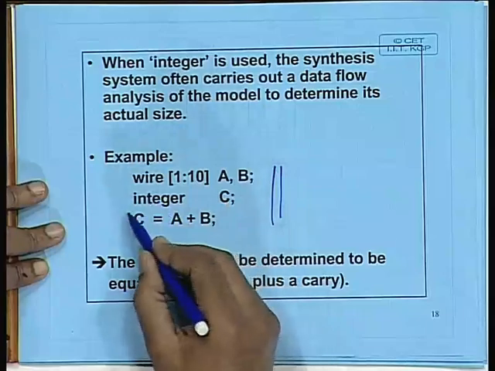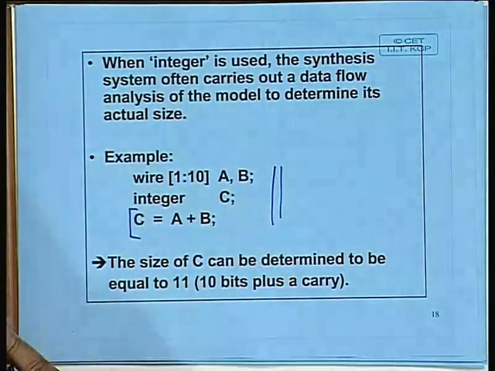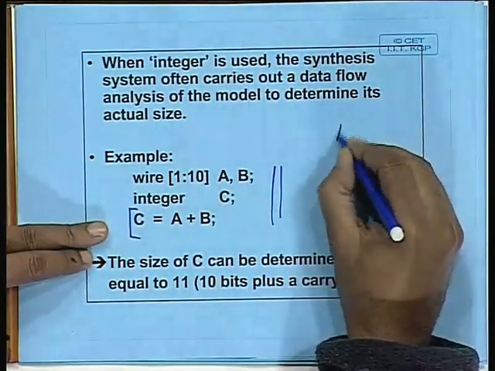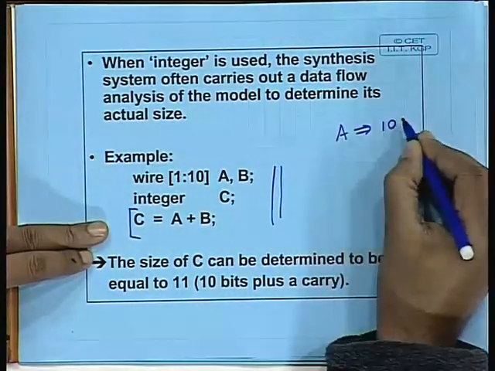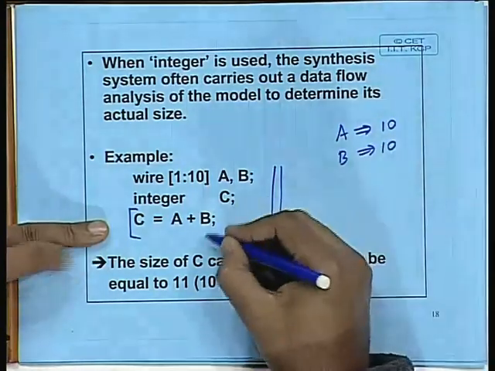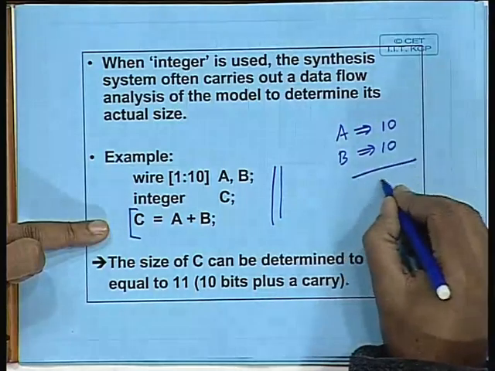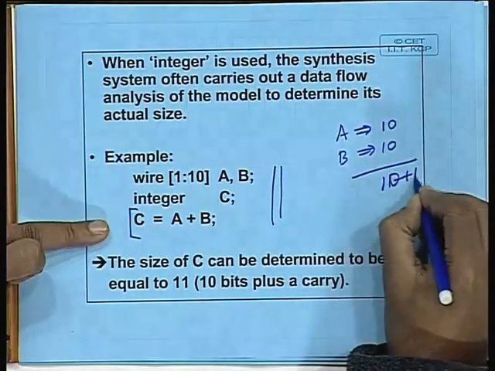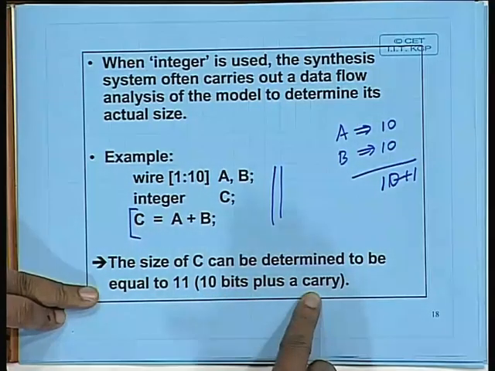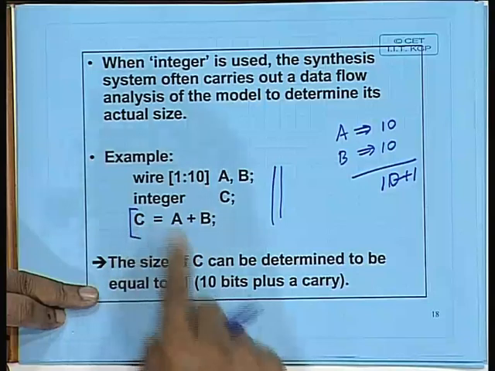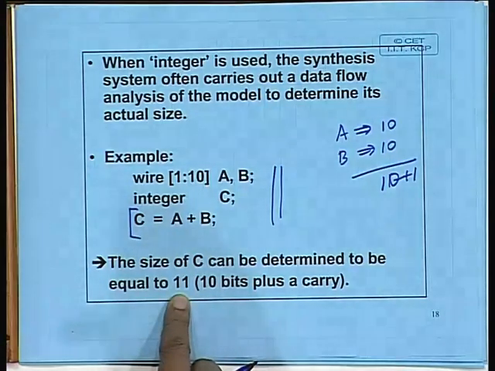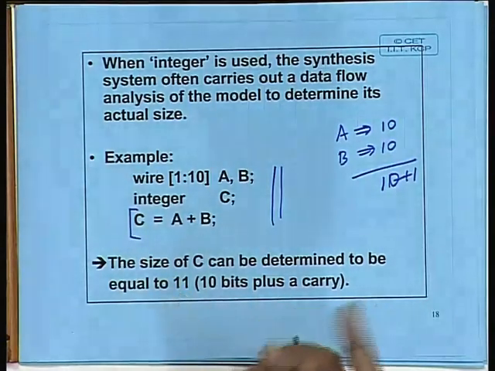Integer C, and in the computation part you write C equal to A plus B. Now by using data flow analysis, the synthesizer can deduce that A is a 10-bit quantity, B is a 10-bit quantity, and we are adding them up. So the sum can be 10 plus 1, 11. So there will be 10 bits for the sum and 1 carry. So C will be synthesized as an 11-bit register in fact.